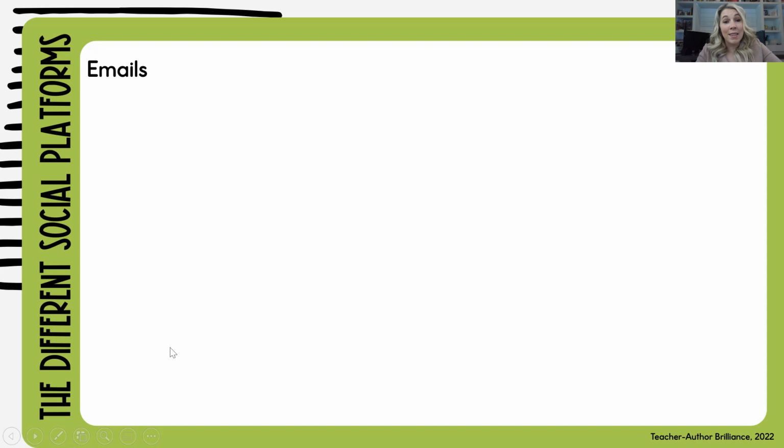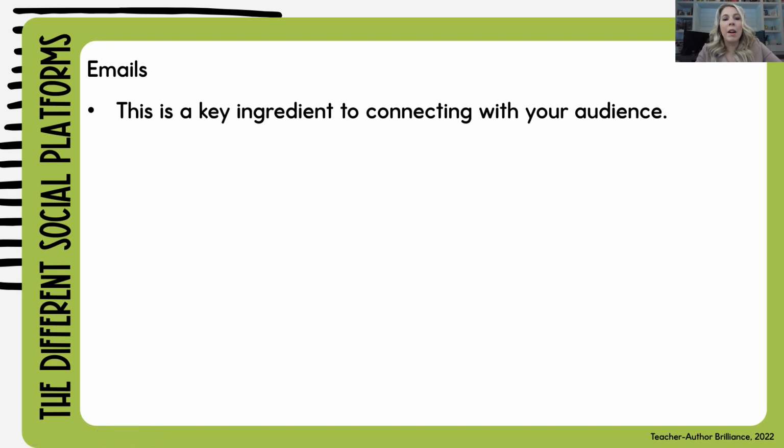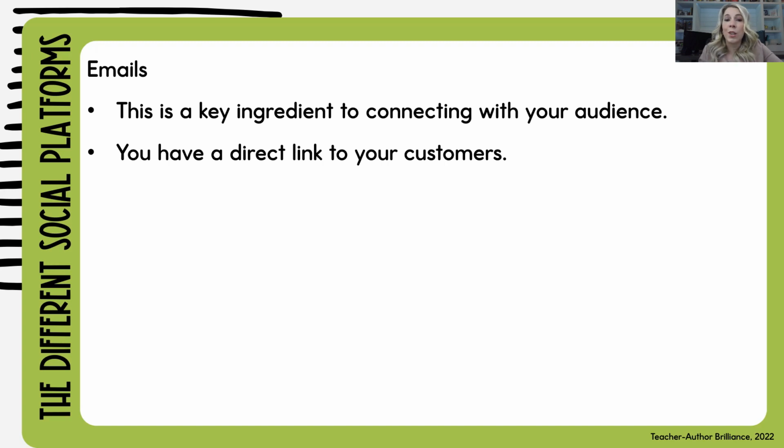Another platform to consider is email marketing. Email marketing is a great way to connect with your audience. In fact, you have a direct link to your customers. Unlike Facebook and Instagram, when you send an email out, every single one of your audience members gets that email. Now, on Instagram and Facebook, the way the algorithm works, not everyone in your audience is going to see your post. They may not ever see your post unless you can get that engagement up really high. So what's great about email is that you have a direct link to every single one of your audience members.